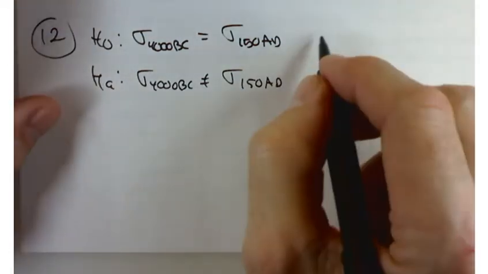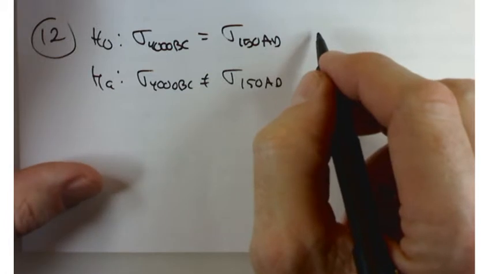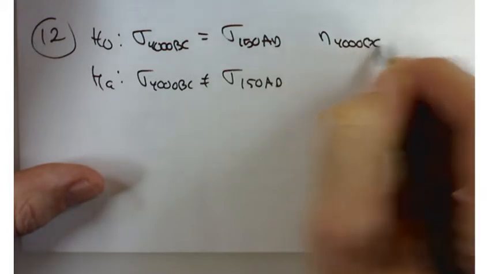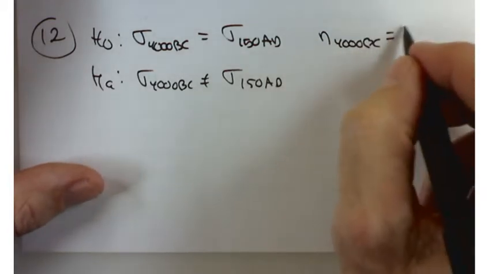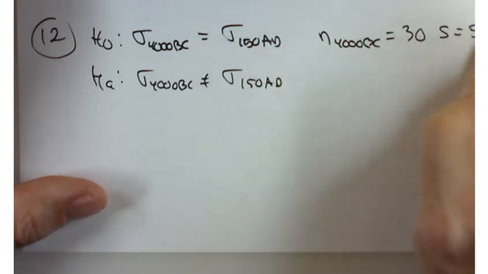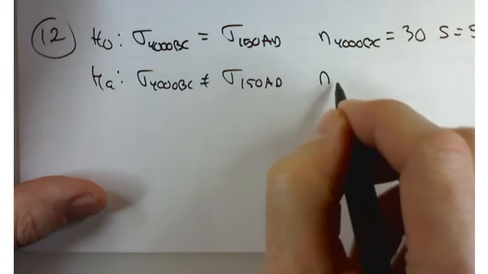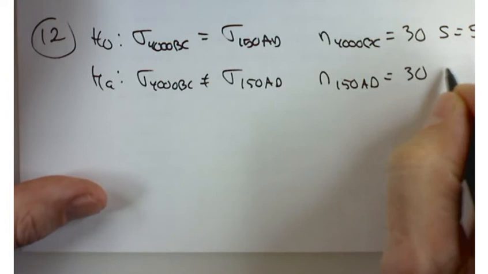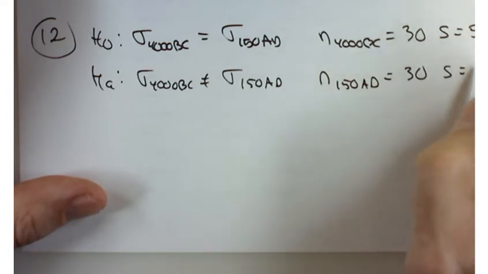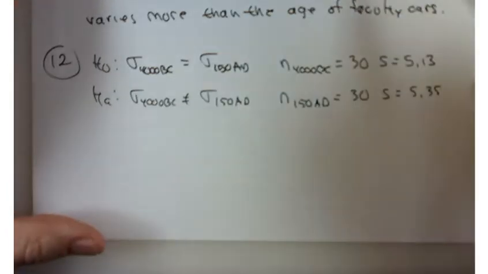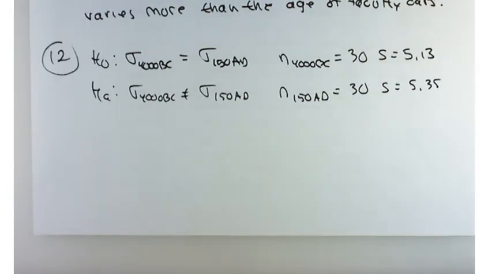Okay, we had the number of skulls here, the number of 4000 BC. We had 30 samples here, and that had a standard deviation of 5.13. And we had the same number in 150 AD, and s there was 5.35. Doesn't seem like a lot of difference there, does it? I mean, they seem somewhat close.